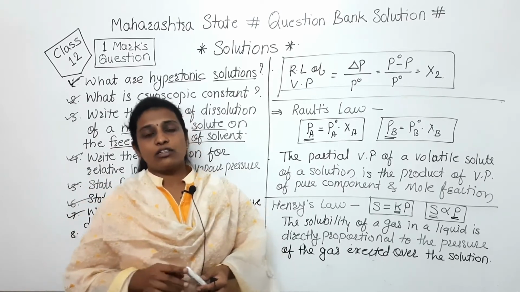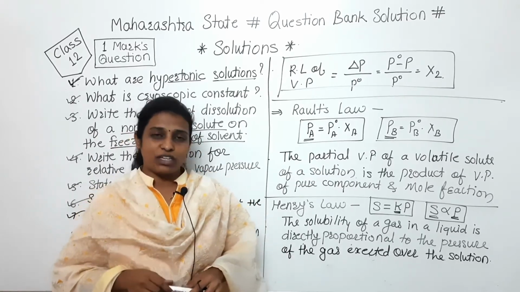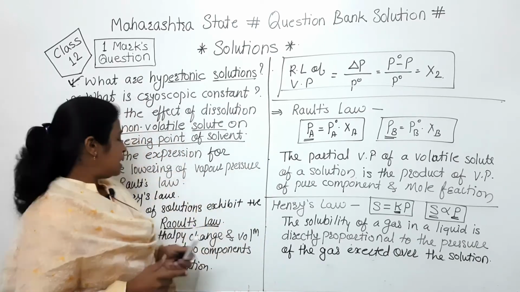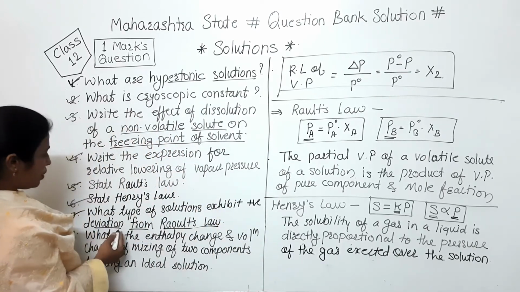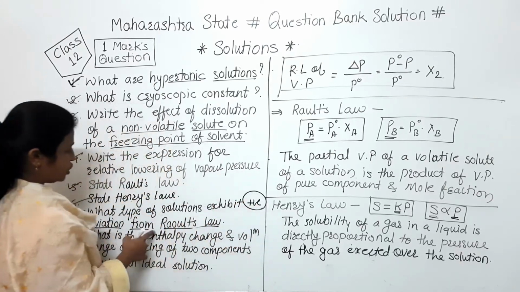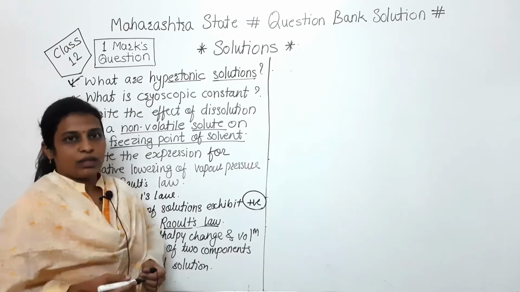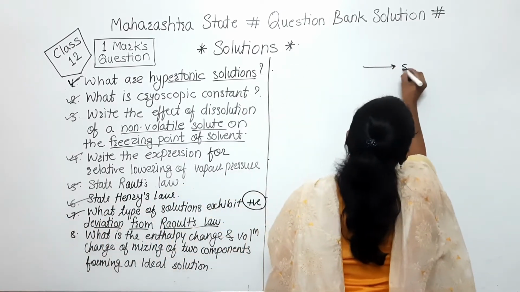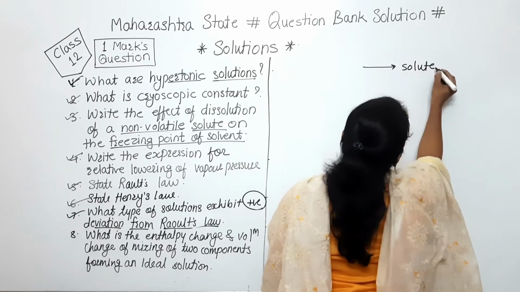And these non-ideal solutions show two types of deviation. One is the positive deviation and the second one is the negative deviation. So here we have to write: what type of solution shows positive deviation from Raoult's law. So I will simply explain it here. See, when we have a solution, what is present in the solution?